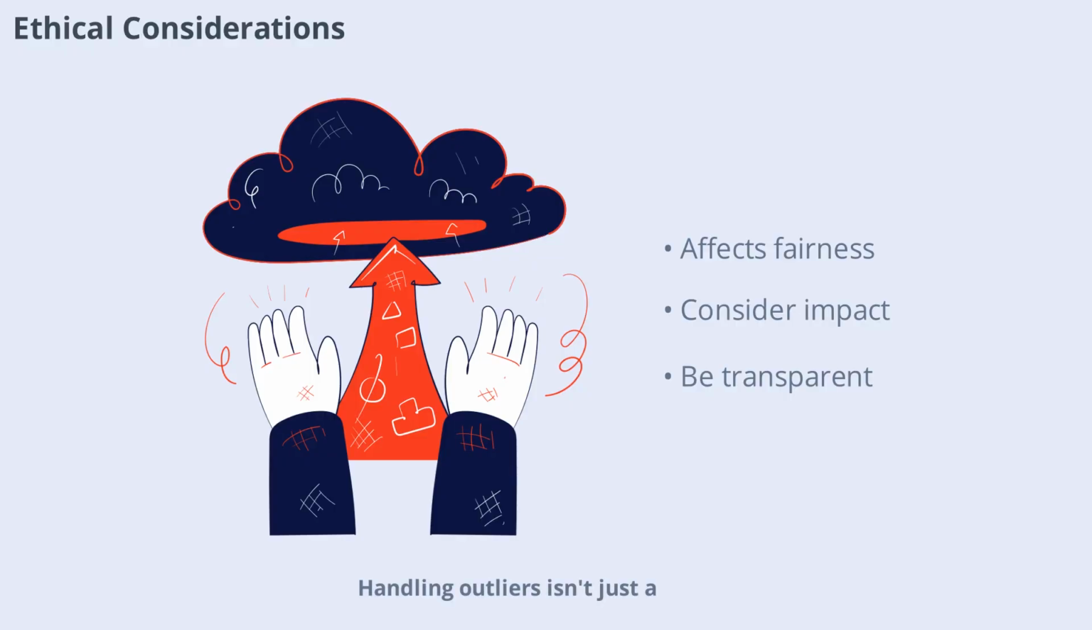Handling outliers isn't just a technical decision, it can have ethical implications. Removing or altering data points can affect the fairness and accuracy of your analysis, especially in sensitive fields like healthcare or finance. Always consider the broader impact of your preprocessing choices and strive for transparency and fairness in your work.